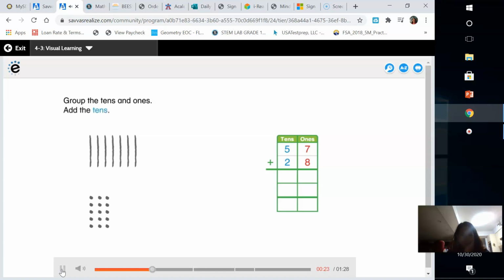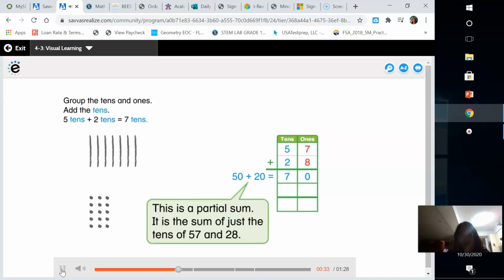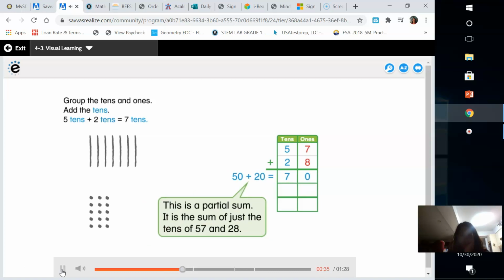Add the tens. 5 tens plus 2 tens equals 7 tens. 50 plus 20 equals 70. This is a partial sum. It is a sum of just the tens of 57 and 28. Now, why isn't it just 7? Think about that for a minute.